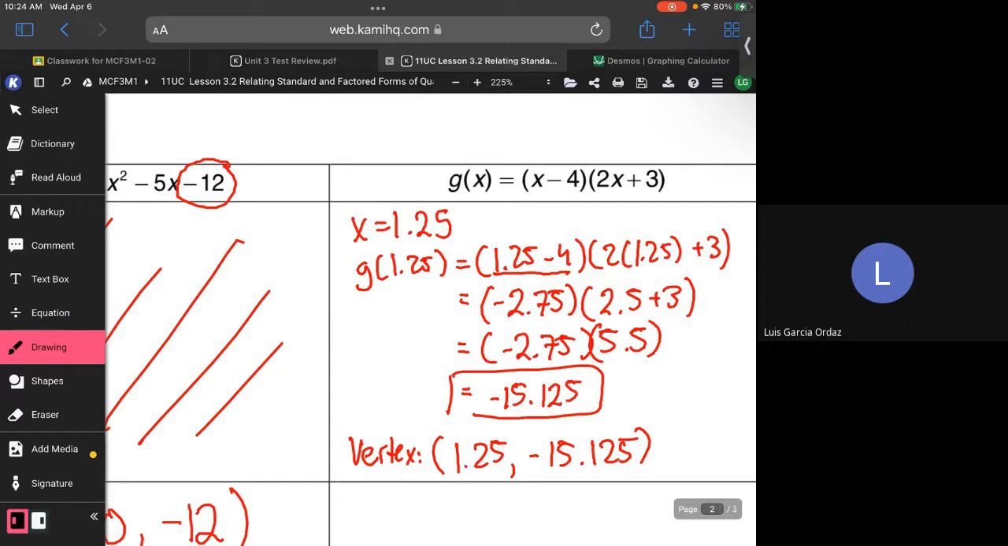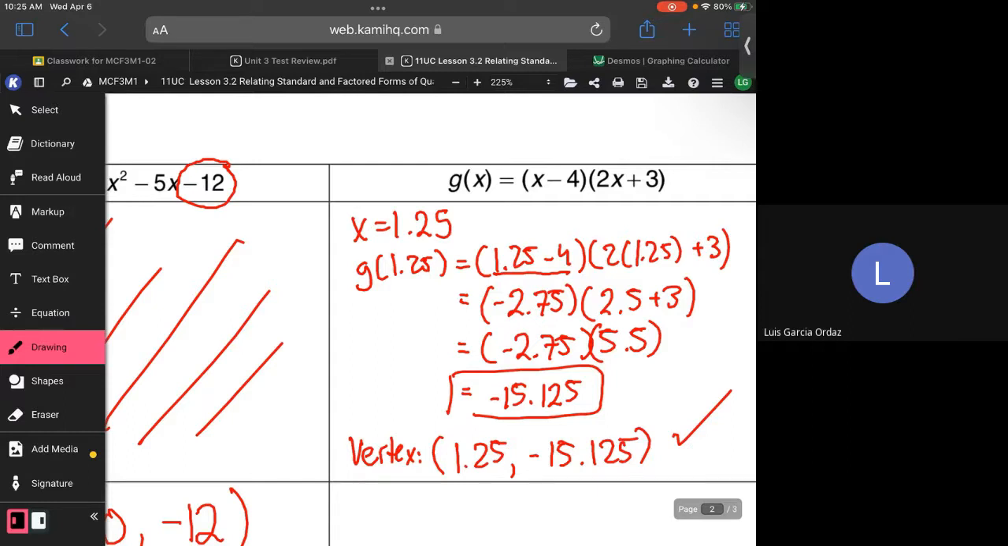So the vertex is 1.25 and negative 15.125. No. Why? It's 3 decimal places. Not that hard to write. It's so lazy. What's so hard about writing 3 numbers?